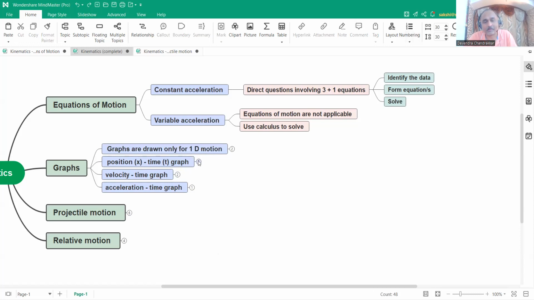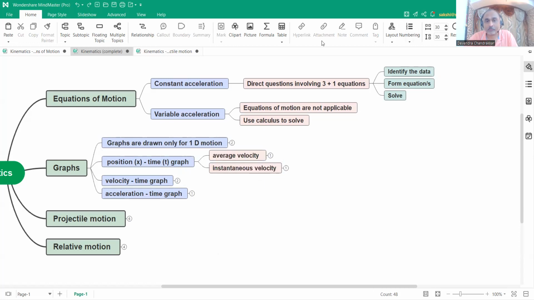Now, how many types of graphs are there? First is the position time graph. From the position time graph, of course, we get the position of the particle, distance, displacement, but we also get average velocity and instantaneous velocity. Now, how do we get average velocity? It is the slope of the secant drawn to the curve. I will explain this to you, don't worry.